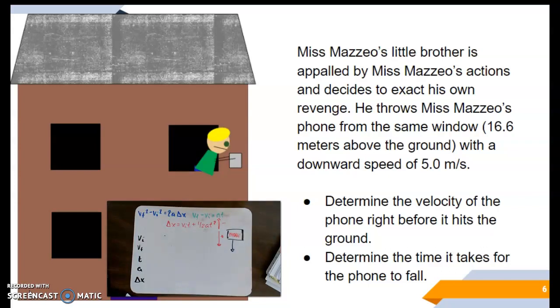So we want to determine the velocity of the phone right before it hits the ground. So that means we're looking for the final velocity. And it also wants us to determine the time it takes for the phone to fall.